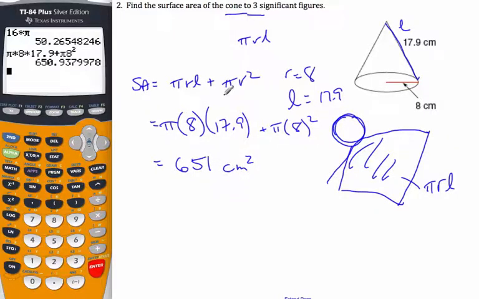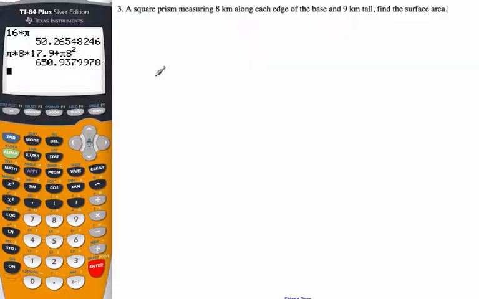Okay, so when I do these, I like to see the formula. I'd like to see you plug the values in and then the answer. So do I. All right, great. That's a nice, clear solution. All right, one more to go.